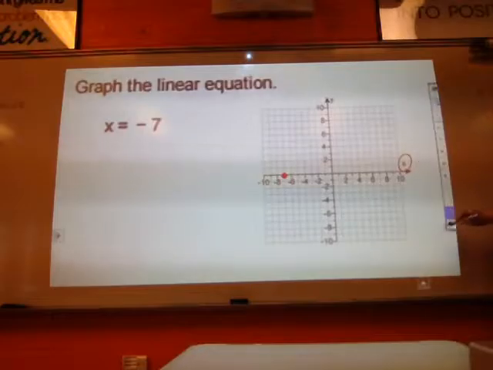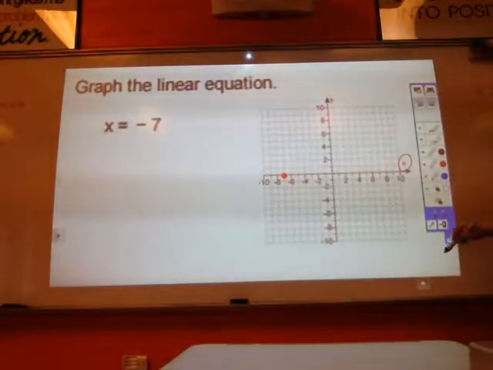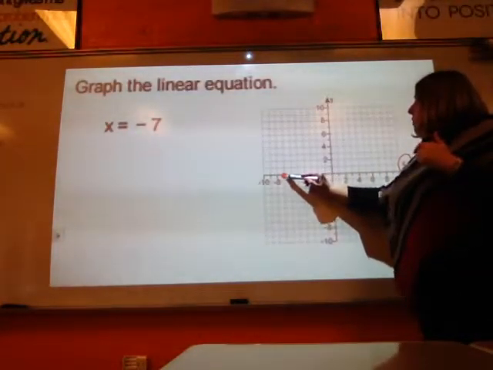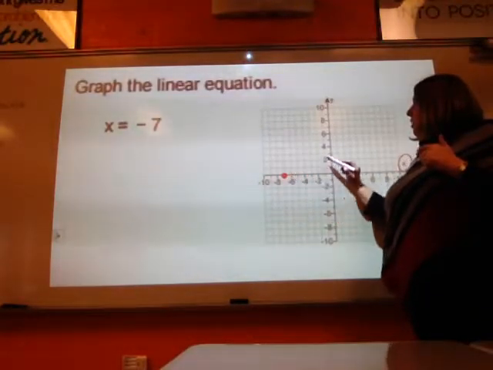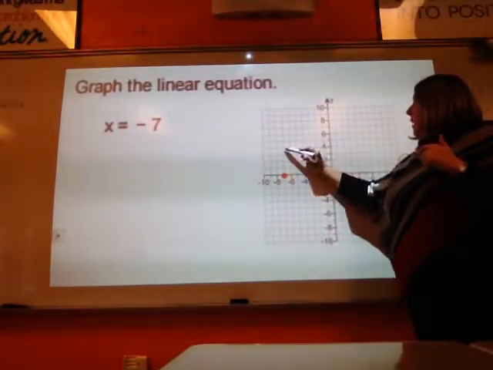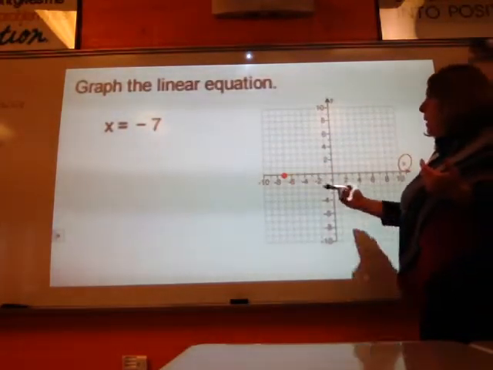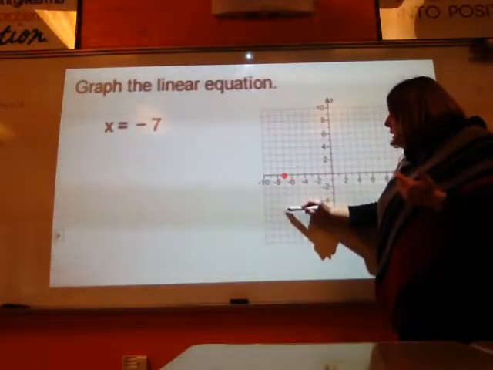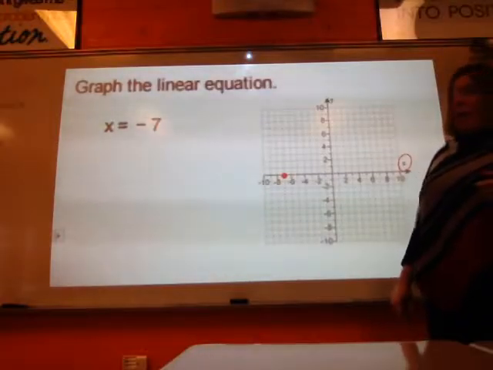And I've got to make sure that anywhere else on that graph, my x is always going to be -7. So if I look, this would be -7, 1. This would be -7, 2. This would be -7, 3. This would be -7, 4. I don't care what my y's are, but all of my x's have to be -7. So in other words, all of these points that are right here are where my -7 is going to be.